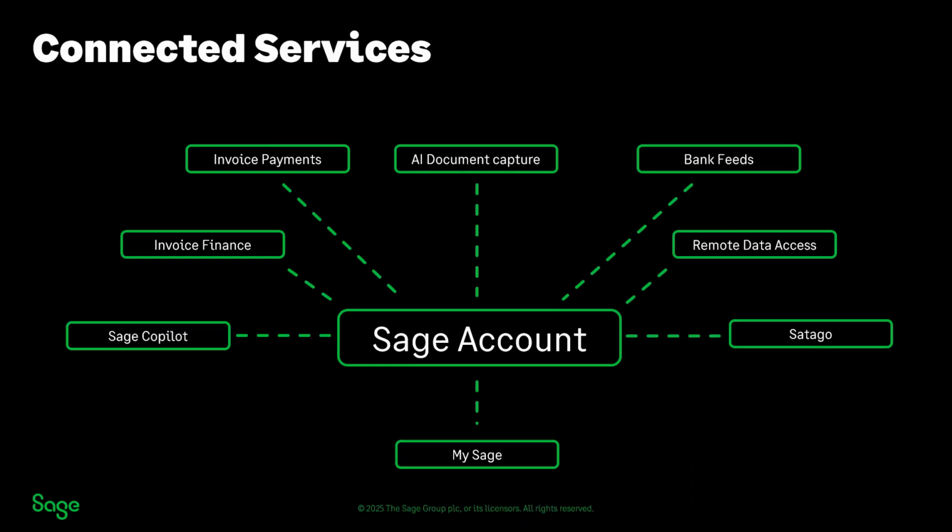Today we're going to focus on remote data access, but if you want to find out more about these apps and add-ons, you can find those in your software, just in the top left, just below the home in your navigation bar down the side of your software. So if you've already got a Sage account for one of these other options, then you can use the same account for remote data access.